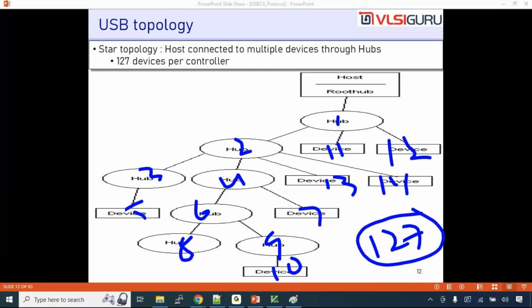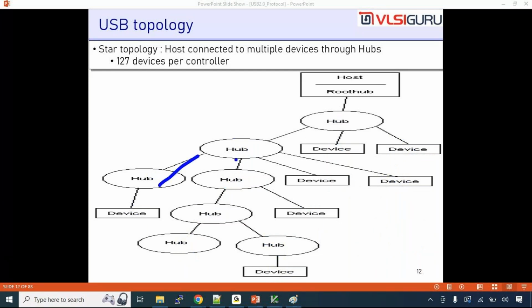Even if it looks like this, it is called a star topology. Even if it is 6 layered, we can connect 127 only, not more than that. Whatever be the case, up to USB 2 you can connect six tiers. This is tier 1, this is tier 2, tier 3, tier 4, tier 5, tier 6 maximum. Beyond that, you cannot connect anything. You cannot have a hub and device, because that will become 7 tier.